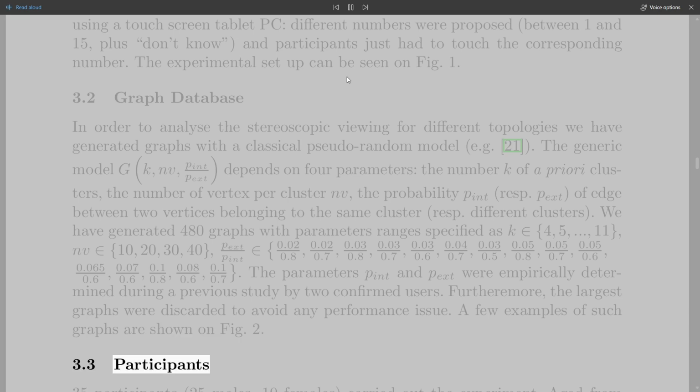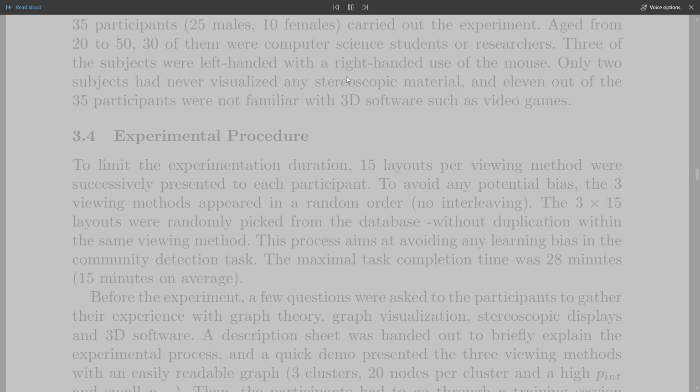3.3 Participants. 35 participants, 25 males, 10 females, carried out the experiment. Aged from 20 to 50, 30 of them were computer science students or researchers. 3 of the subjects were left-handed with a right-handed use of the mouse. Only 2 subjects had never visualized any stereoscopic material, and 11 out of the 35 participants were not familiar with 3D software such as video games.